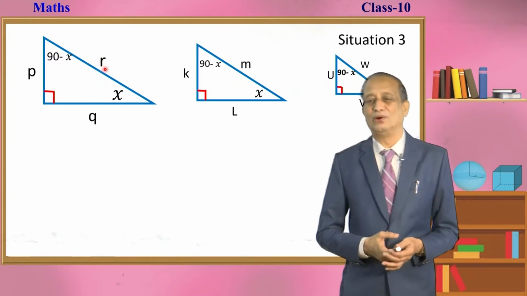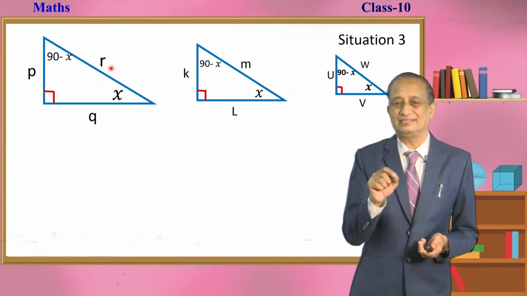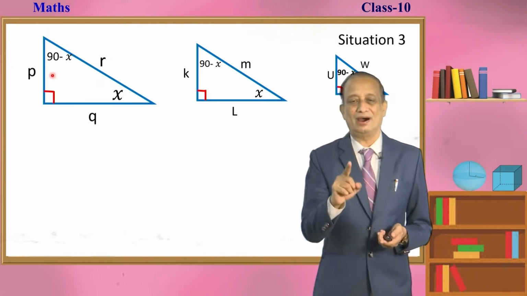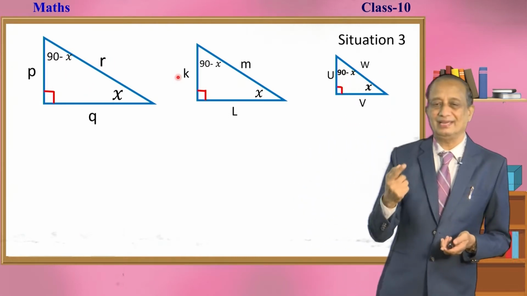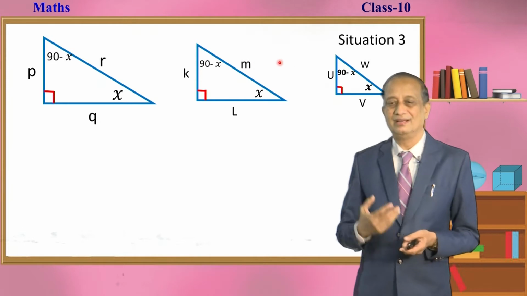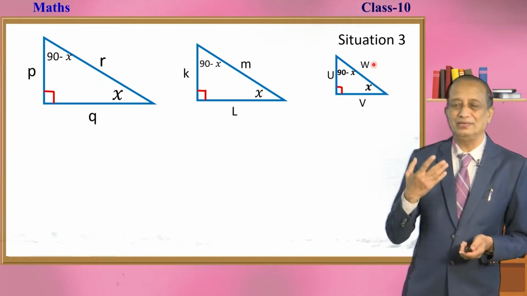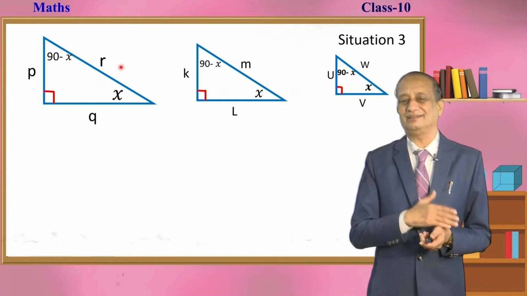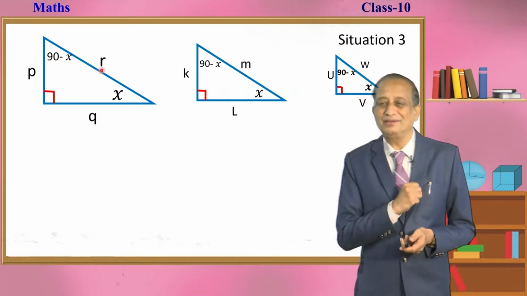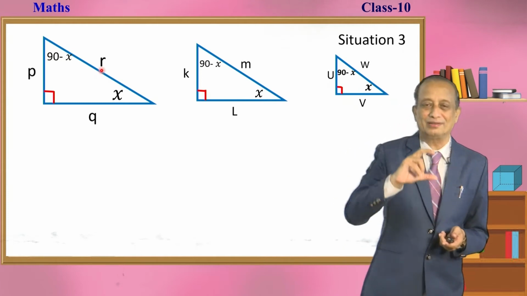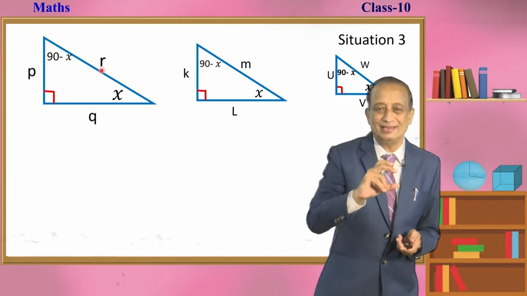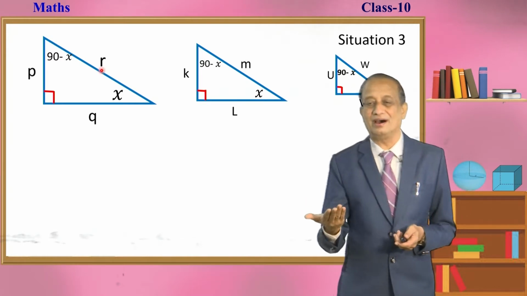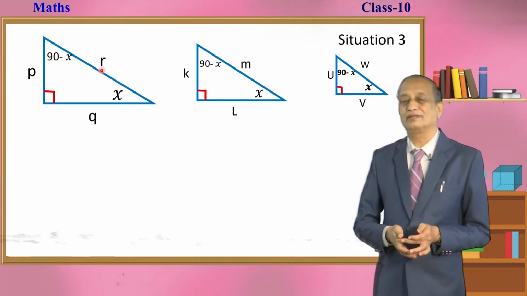Let us denote the sides of the right angle triangle by lower cases p, q, r in the first triangle, k, l, m in the second triangle, and u, v, w in the third triangle. No doubt, the hypotenuse is the longest side, and say we wanted to compare how far the side denoted by p is smaller than r, how far k is smaller than m, and u is smaller than w.